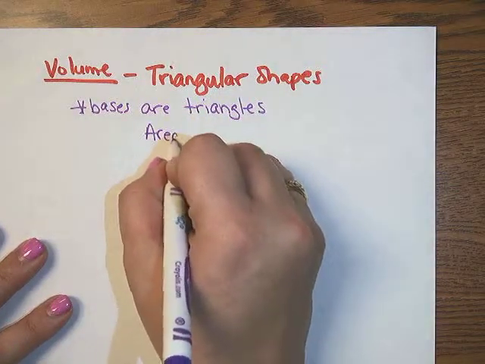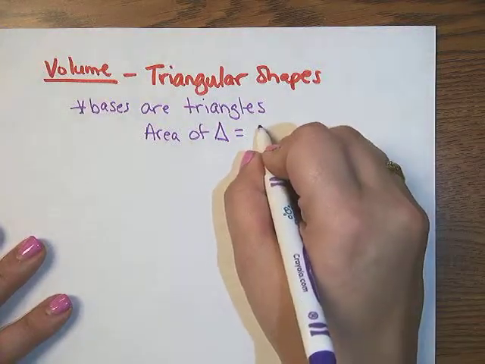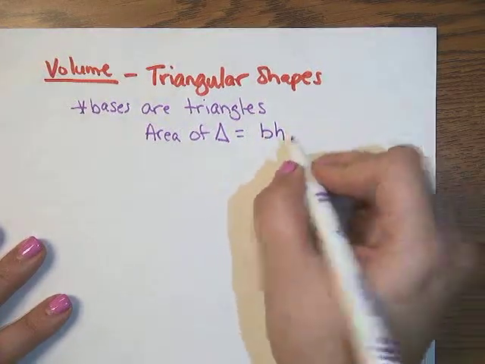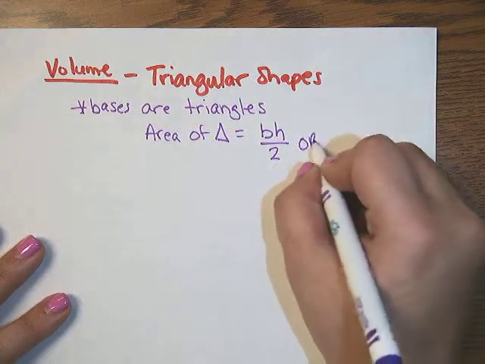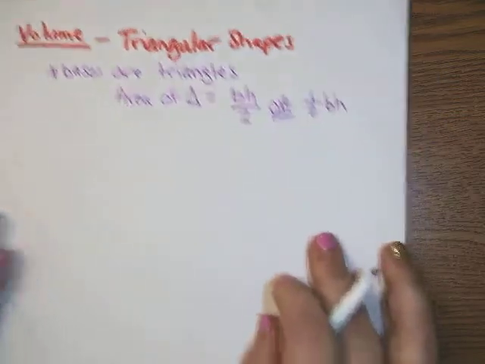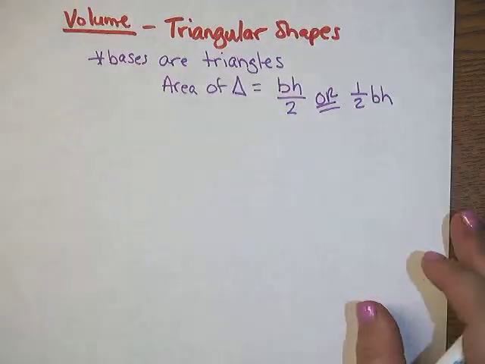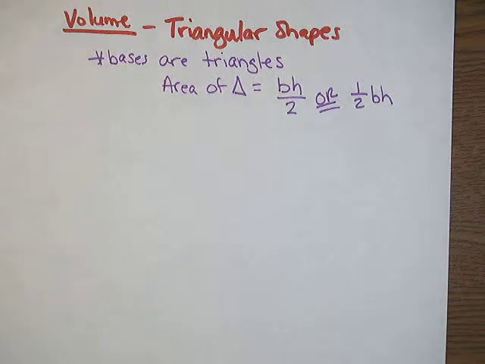And how do you find the area of a triangle? Base times height divided by 2. Okay, you can put base times height divided by 2, or you can use the formula 1/2 BH. Do those mean the exact same thing? Yes. I don't care if you multiply by half or if you divide by 2 at the end. It does not matter.